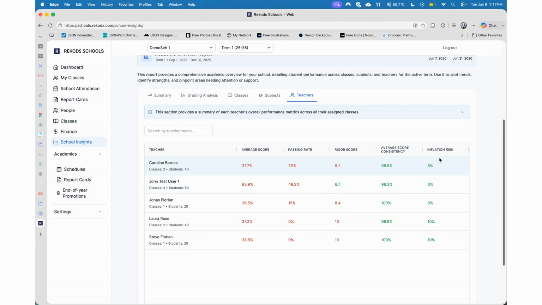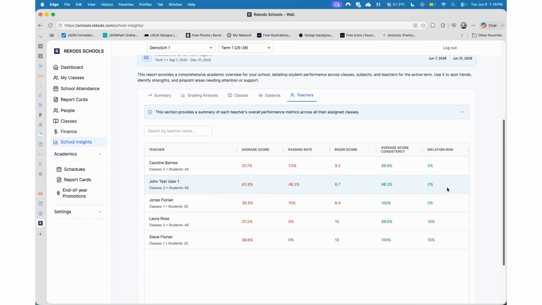A high inflation risk doesn't automatically mean a teacher is grading generously to avoid difficult conversations. It might mean the class is genuinely strong. What it means in practice is look at that teacher's classes in the Classes tab and understand the full picture before drawing any conclusions.